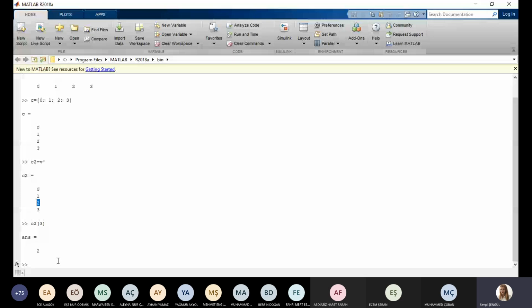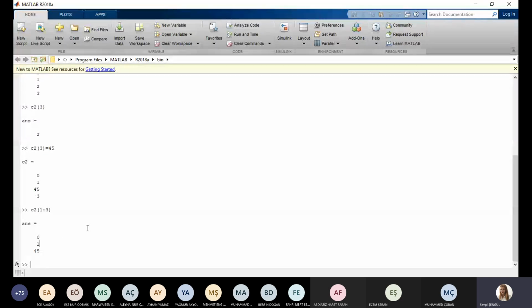You can extract a slice out of a vector, which means I want to see the entries from 1 to 3 in C2. It will give you the first entry, second entry, third entry. This colon means 1 to 3. This is the starting value and this is the ending value, and all integers between them are counted.